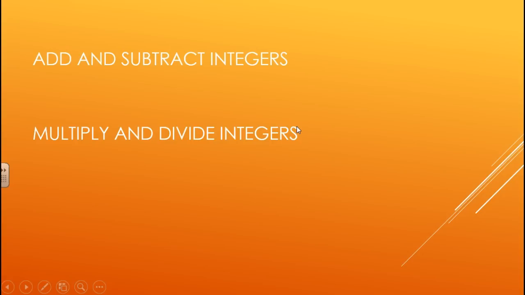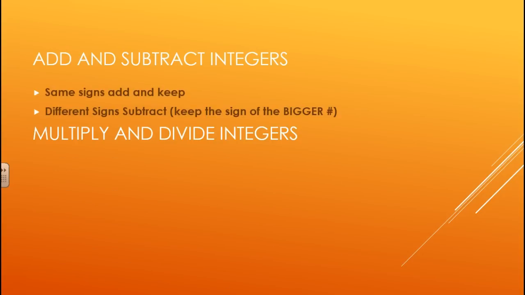In summary, here are the things that you need to make sure you take away from this video. Adding and subtracting integers: same signs keep and add, different signs subtract. Keep the sign of the bigger number, then you'll be exact. Remember that trick that if you're subtracting a negative, that is going to be positive. And if you're subtracting in general, that's the same as adding a negative.